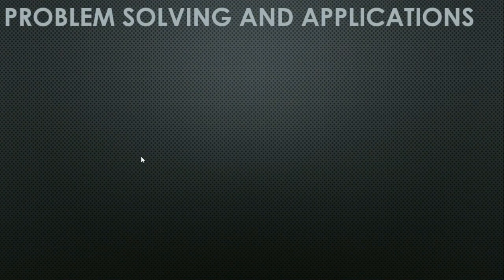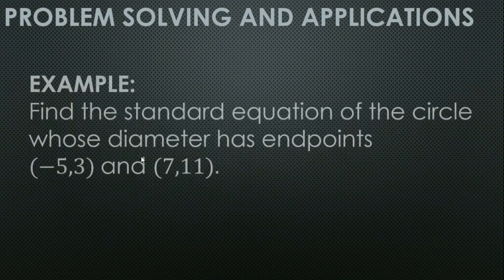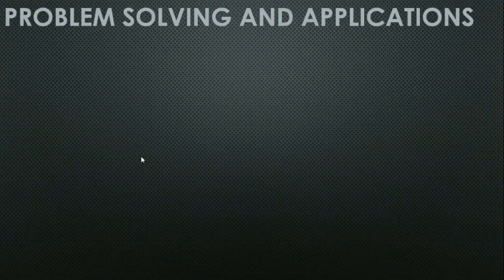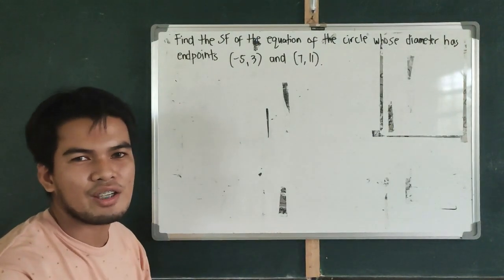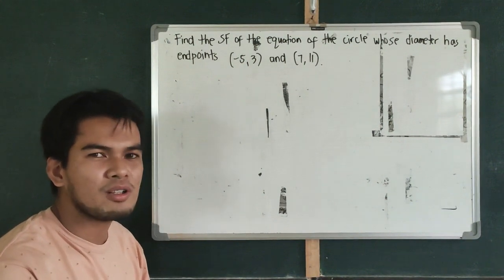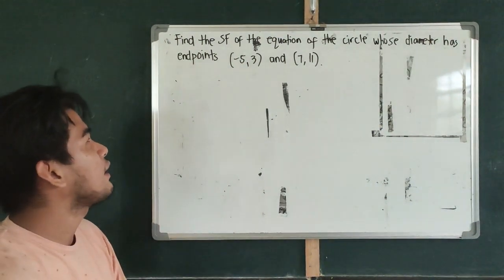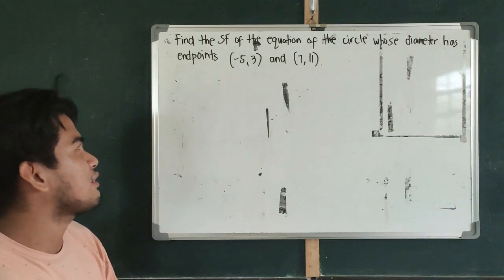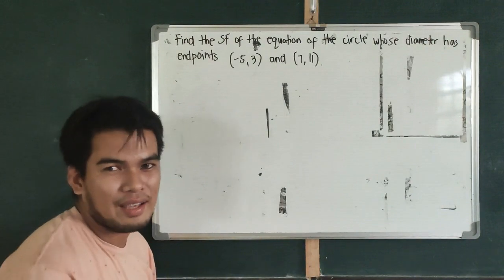Let's proceed to the problem solving and applications part. First example, find the standard equation of the circle whose diameter has endpoints negative 5, 3, and 7, 11. For the solution, watch this video. Okay, so this is a bit challenging example. We are asked to identify the standard form of the equation of the circle whose diameter has endpoints negative 5, 3, and 7, 11.